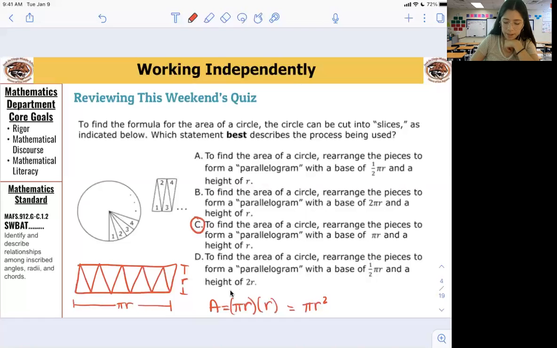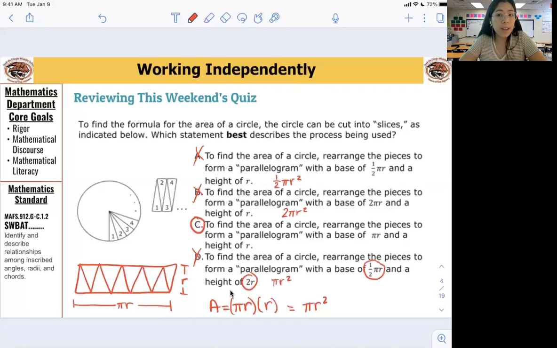A, if you multiplied it, you would get 1/2 pi r squared, which is not the area. For B, if you try to multiply, you get 2 pi r squared, which is also not the formula for area. And then for C, you would get the right answer, but it wouldn't come from the right numbers. You would still get pi r squared, but it would come from the wrong numbers. So C is the only one that makes any sense.